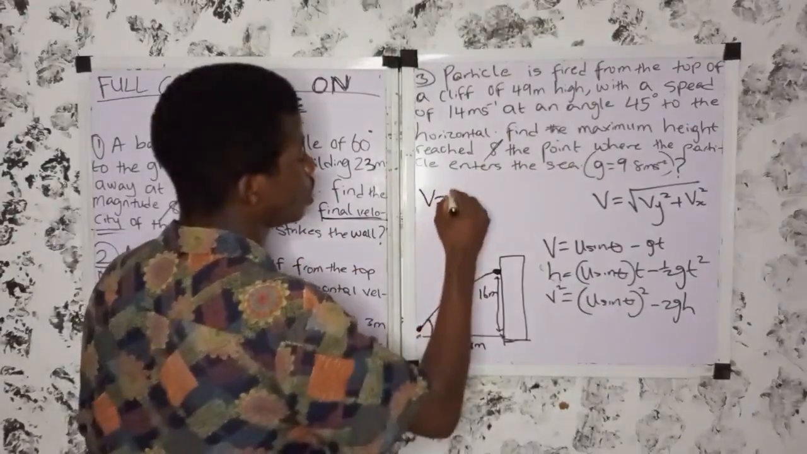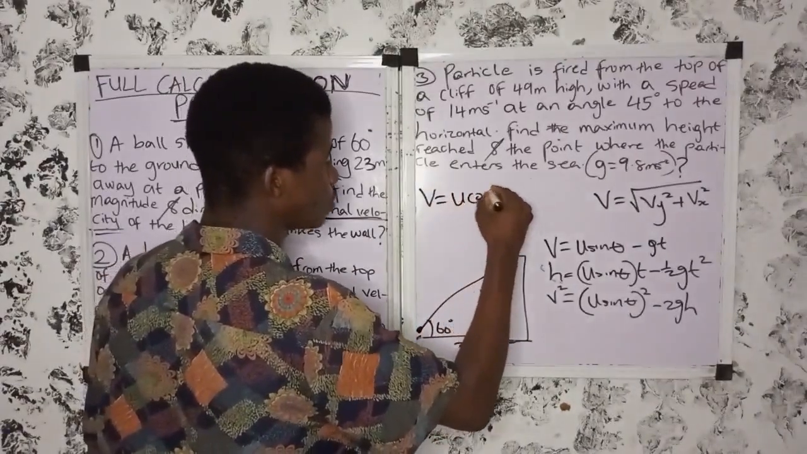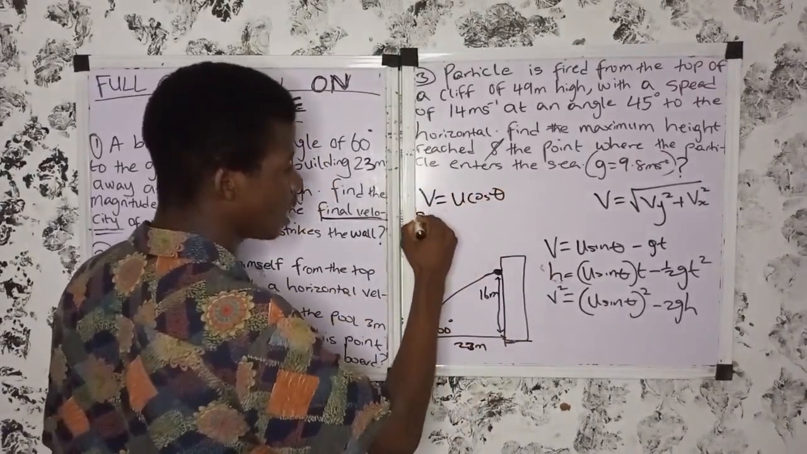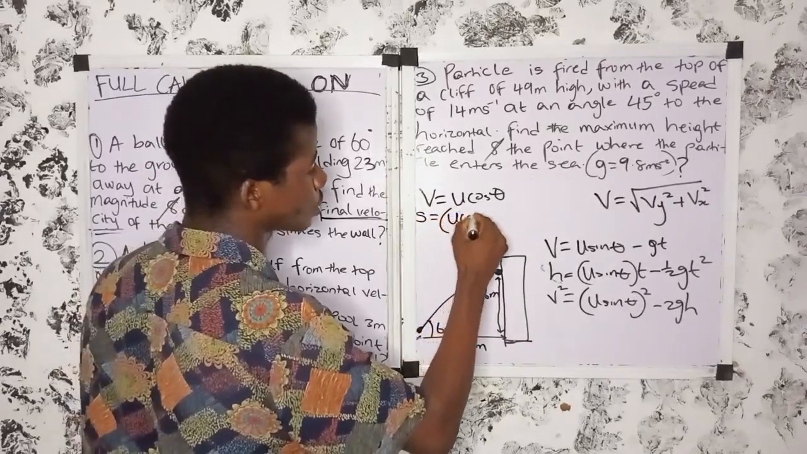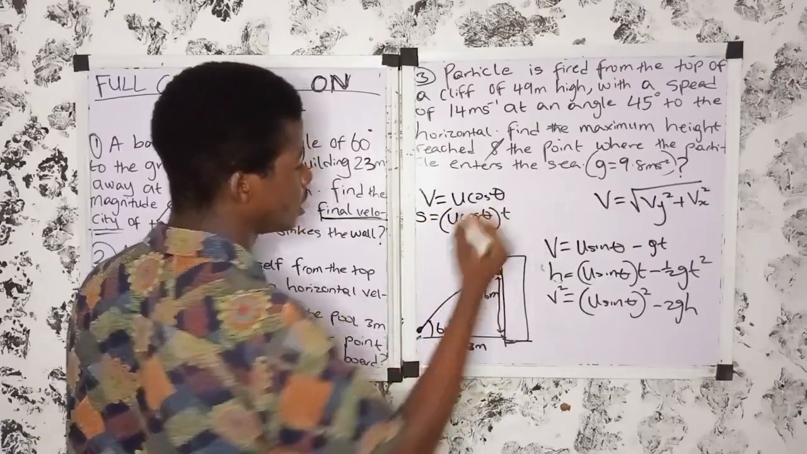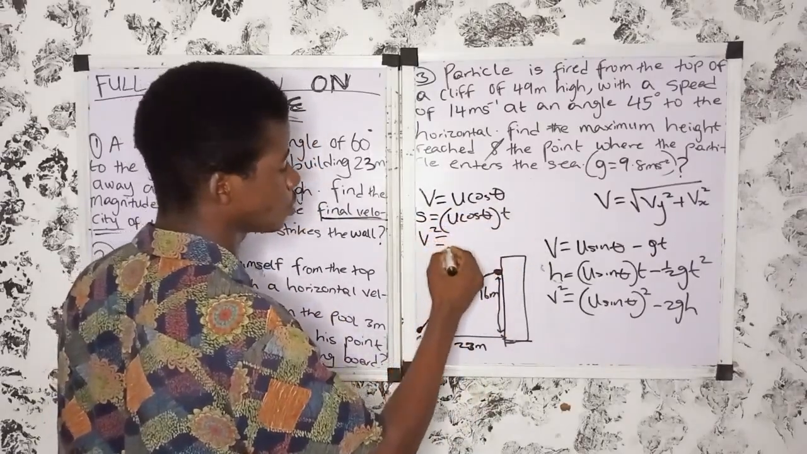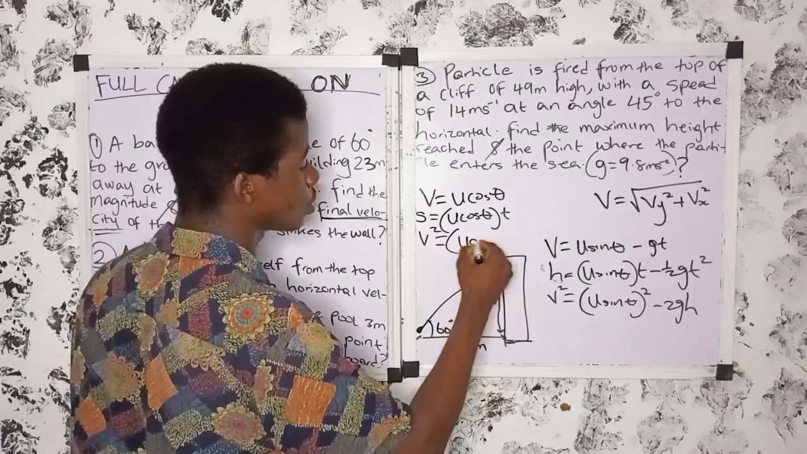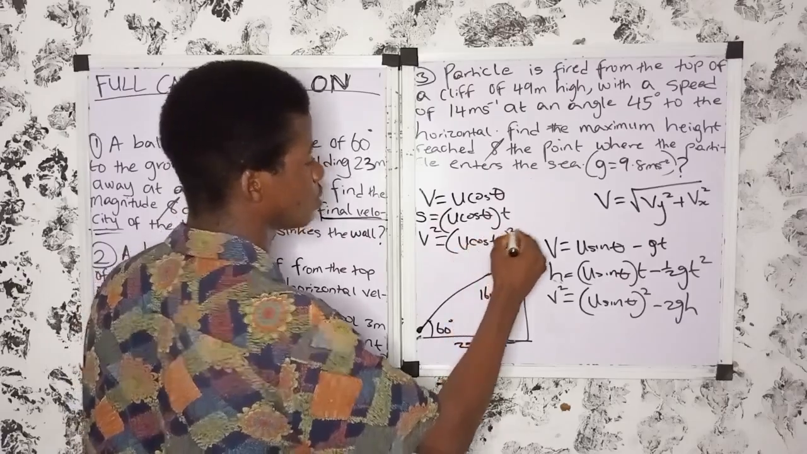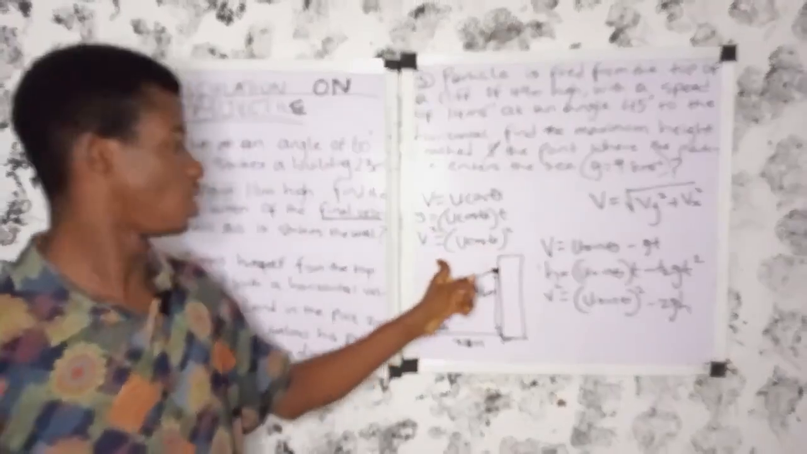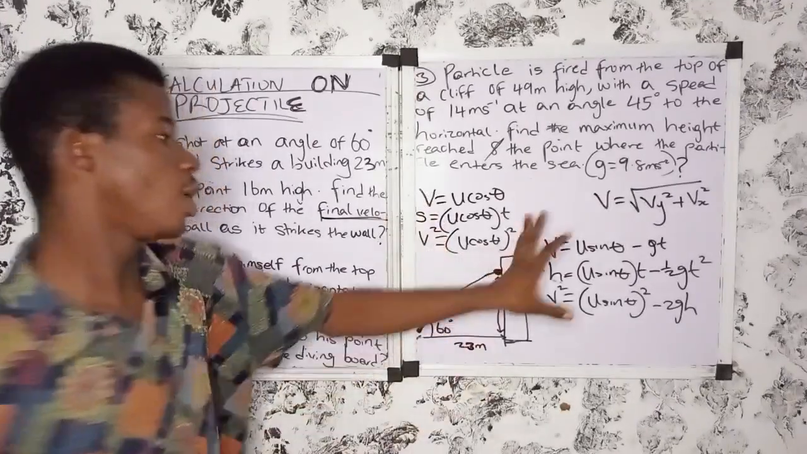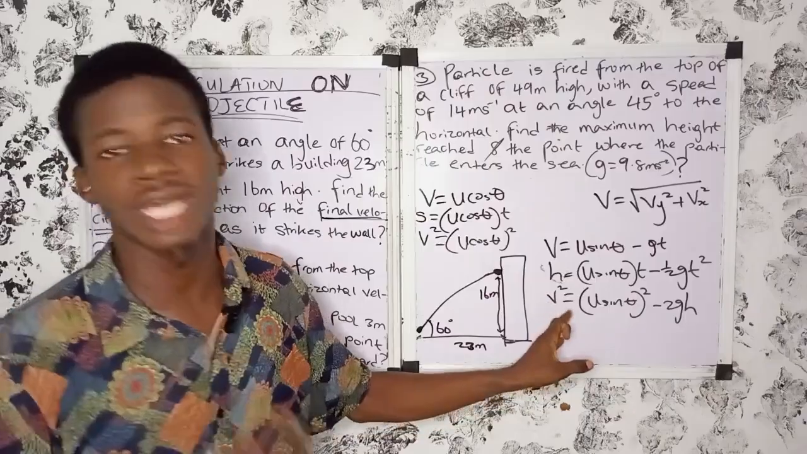V is equal to what? U cos theta. This is one of the equations. Another one, S equals, in bracket open, U cos theta, t. Then the last one, V squared equals to what? Bracket open, U cos theta squared. So these are the equations under horizontal motion, while these are the equations under what?